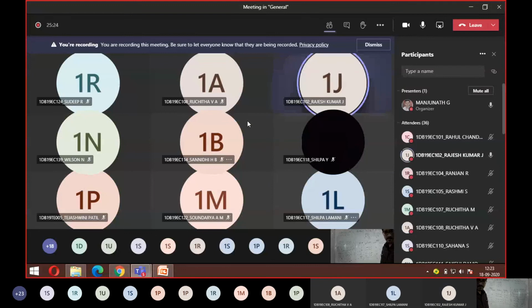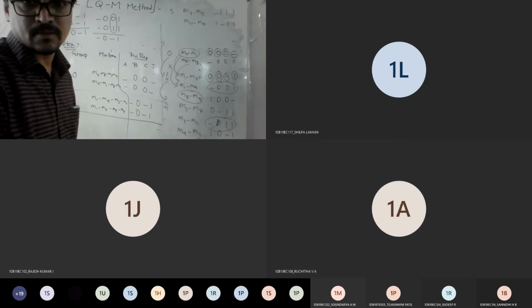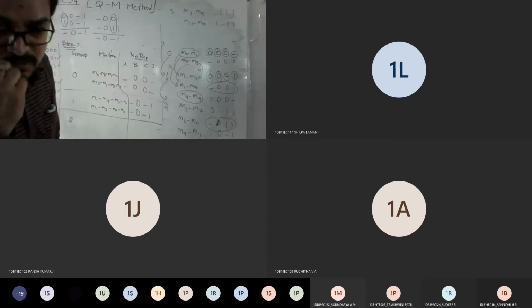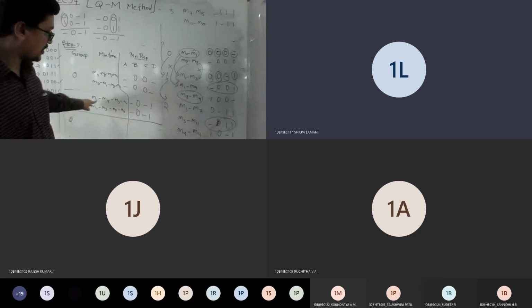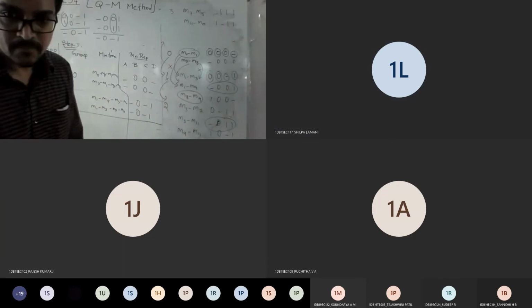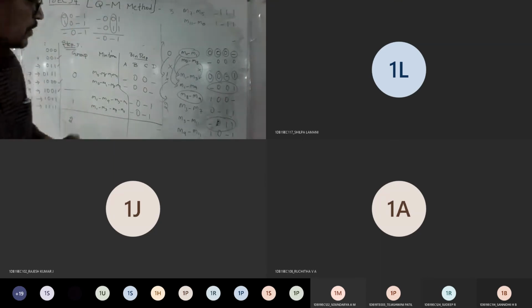Till where is the board visible here? Visible, sir. Just check out here. Now it's visible, sir. Is it visible now? Yes, sir. Till where? You can see the group 1. What I wrote? Dash 0, dash 1, dash 0, dash 1. Is it visible? Yes, sir, visible. Okay, now. So we are finished with group 1 and group 2.